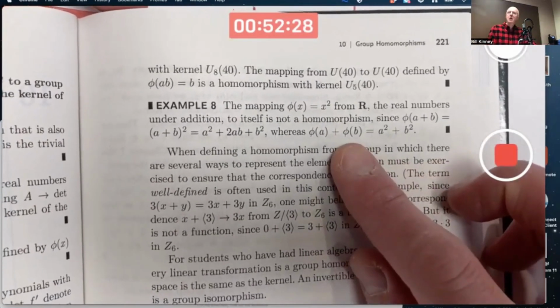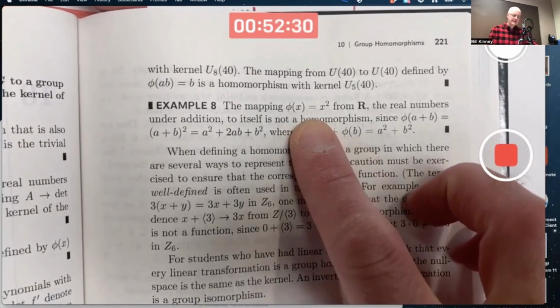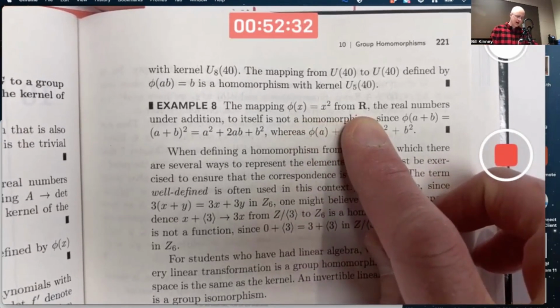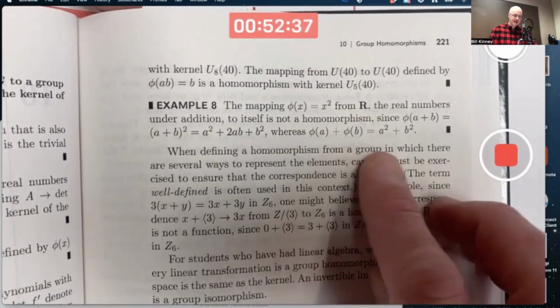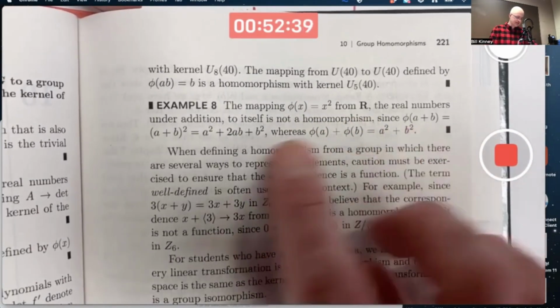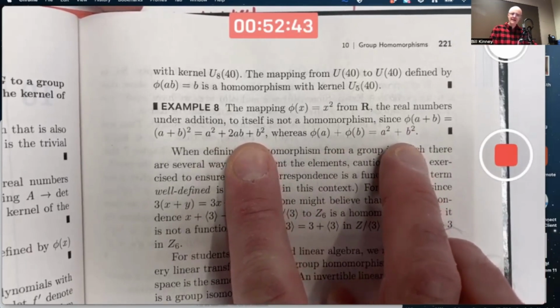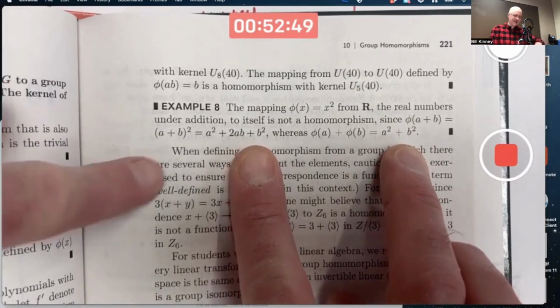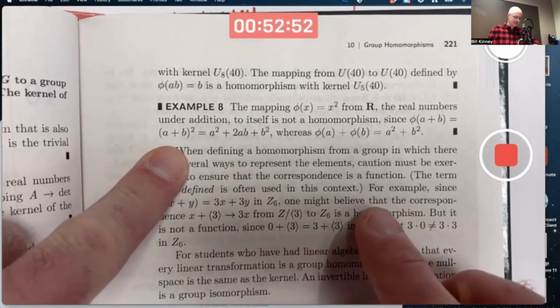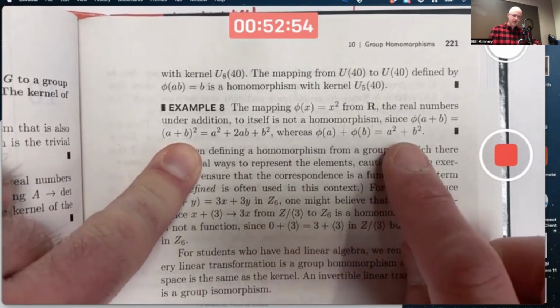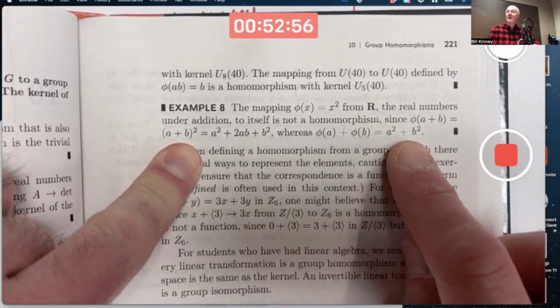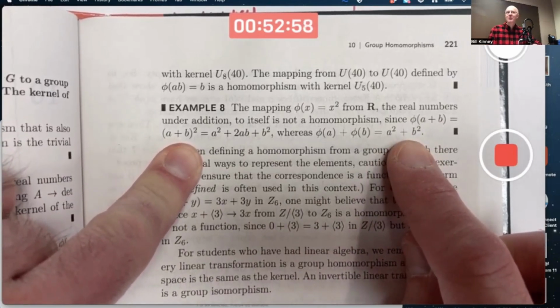Here's an example that's not a homomorphism. Phi of x equals x squared from R to itself under addition is not a homomorphism because phi of A plus B is this, whereas phi of A plus phi of B is this, and these are not equal when A and B are non-zero. It's a common thing in pre-calculus sometimes for people to say A plus B quantity squared is A squared plus B squared. They're not foiling. You know not to do that.